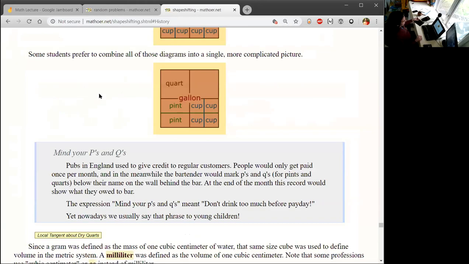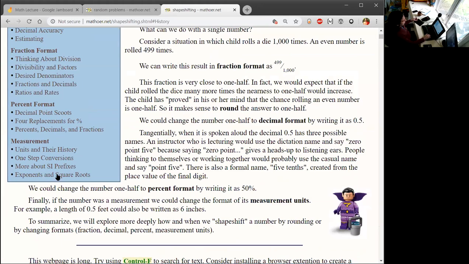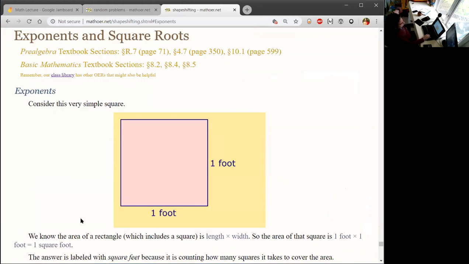Okay, let's finish up because we are so close to done. So exponents and square roots everyone loves because your calculator does all the work. If you are in the online book, then you're up here. If you're in the green book, we're in sections there still.